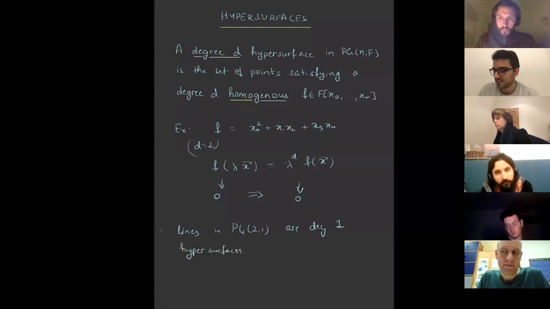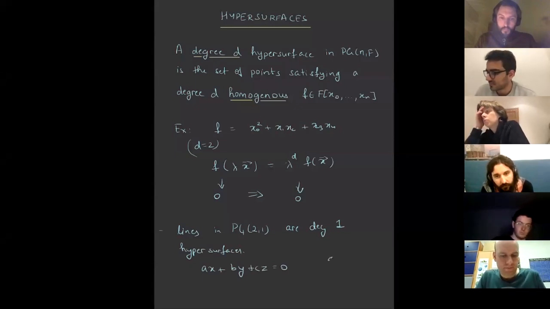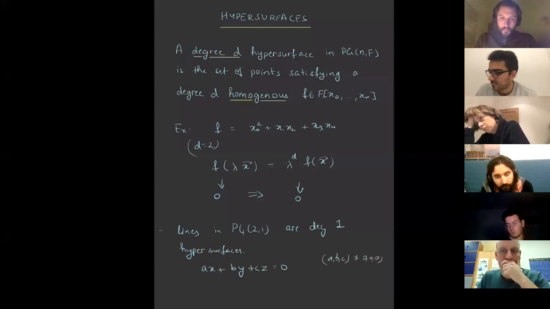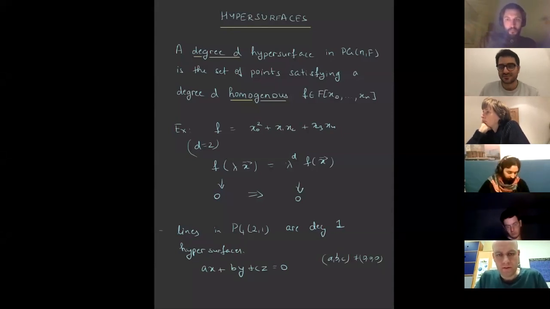Because you can just define them by something like ax plus by plus cz equal to 0, right? Where not all of these are 0. In general, your hyperplanes, or the codimension 1 spaces, would be degree 1 hypersurfaces. But of course, these are not the only examples we'll care about.